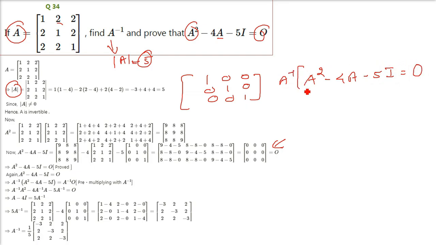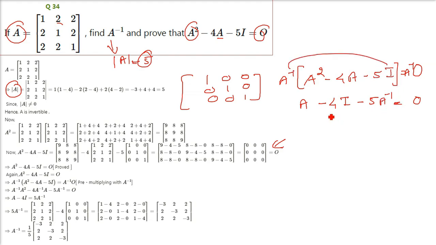But now we have to multiply both sides by A inverse, because we have to find out the A inverse. 0 multiplied by anything is going to be 0. So A inverse multiplied by A square is A, minus 4 into A inverse A is I, minus 5 A inverse I is going to be A inverse. Anything multiplied by I is going to give you the same thing. So it will be A inverse.